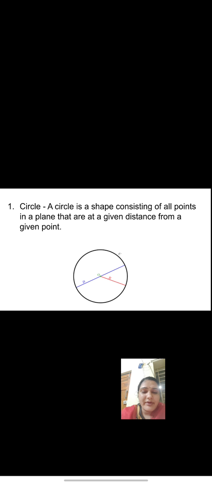So how will we get a circle? We will join the infinite number of points that are equidistant from this fixed point O.